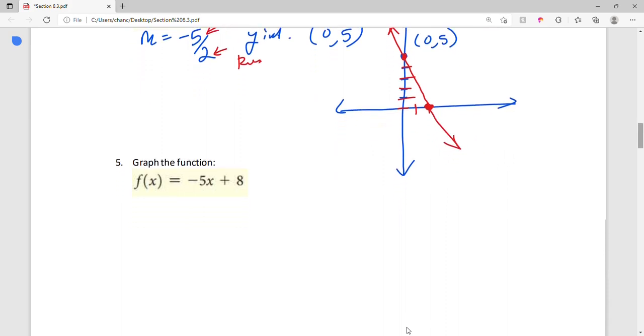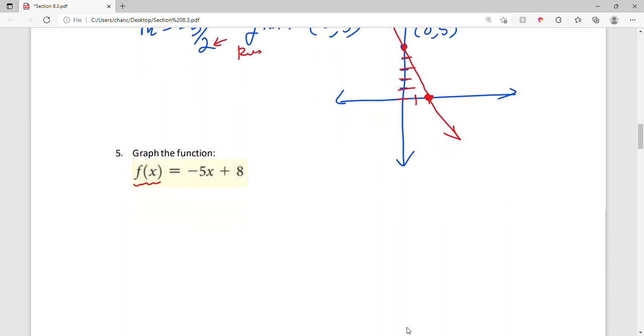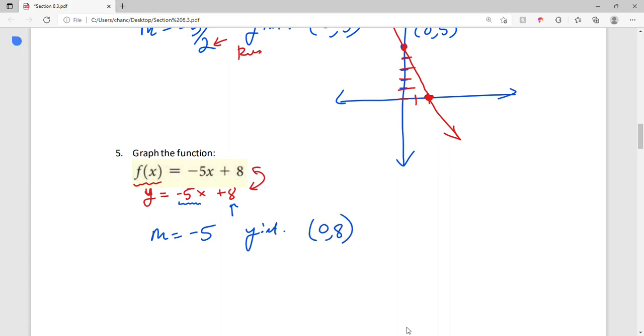When we see an f of x, just think of it as the same as y equals -5x plus 8. These mean the same thing, it's just a different notation. The first one is function notation, and the second one is just linear notation. It means the same thing. The slope is -5, that's the number in front of the x. And for our y-intercept, we have the point (0, 8).